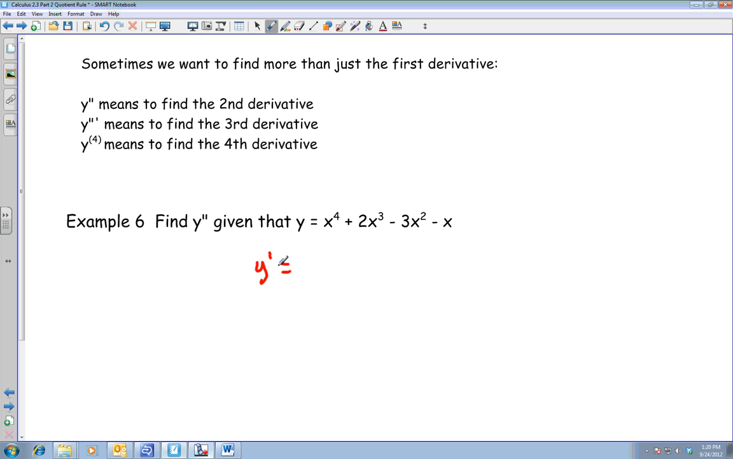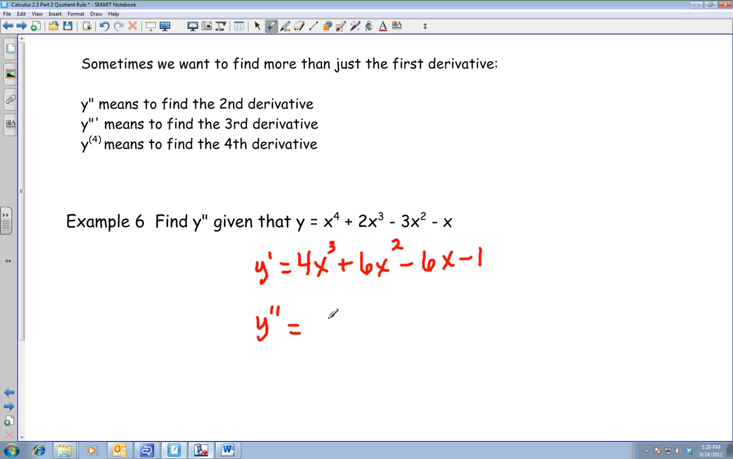Y prime equals, this time we're just using the power rule. Bring down the exponent, subtract 1, plus, bring down your exponent, subtract 1, minus, bring down your exponent, subtract 1, minus, derivative of x is 1. That's my first derivative. Now I want to find the second derivative, y double prime. And that's what I'll call that, y double prime.